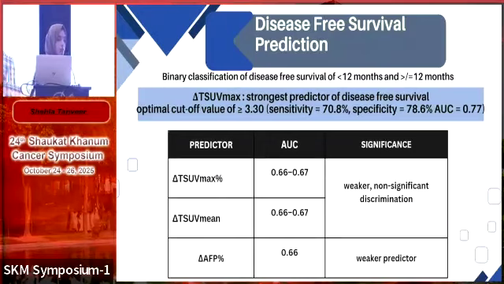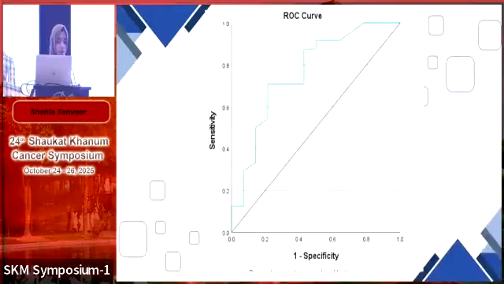Delta TSUV max offered an optimal cutoff value of 3.3 and more, with a sensitivity of 70% and specificity of 78%. This is the ROC curve for delta TSUV max. The farther the curve is from the reference line, the better it is in its prediction.